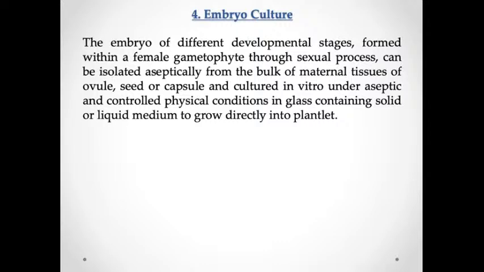Embryo culture, as we discussed yesterday also, takes the embryo first, and from the embryos you can grow your whole plant. Embryos of different developmental stages formed within the female gametophytes through a sexual process can be isolated aseptically from the bulk of maternal tissues of the ovule, seed or capsule and cultured in vitro under aseptic and controlled physical conditions in glass containers with solid or liquid medium to grow directly into a plantlet.